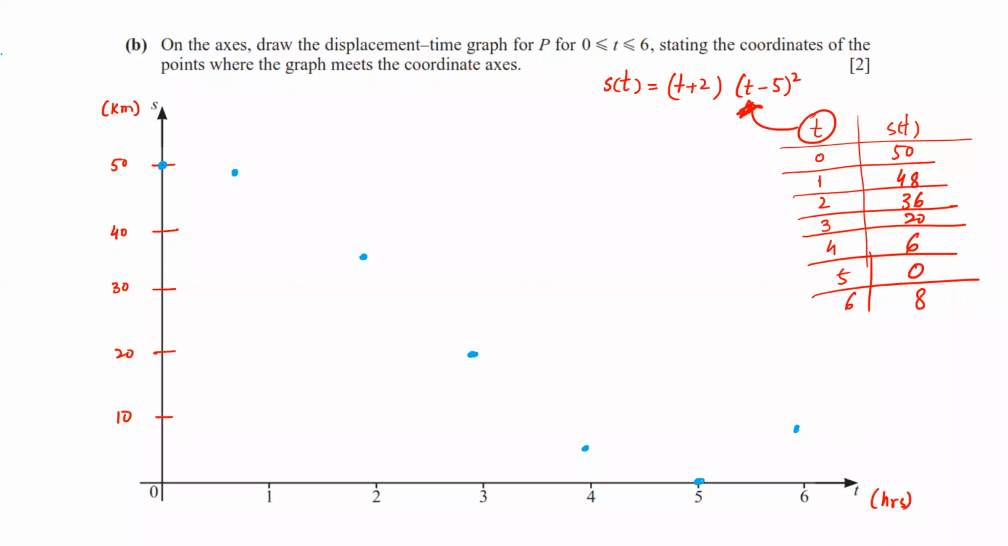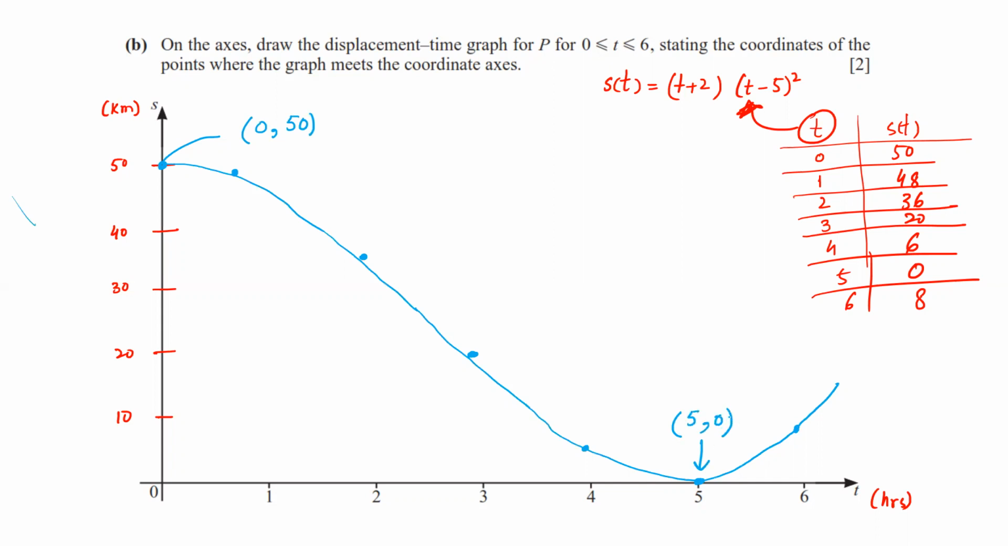So if we join it, it will be a graph like this, going like this. So this is the displacement time graph, and we state the coordinates of the points where the graph meets the coordinate axis. This point is on the y-axis, so the value of x is 0, and it is 50. And this is another coordinate on the x-axis, which means the y coordinate is 0: 5, comma 0. So these are the two coordinates we have to state.